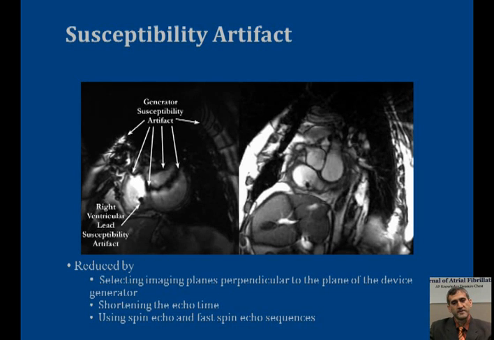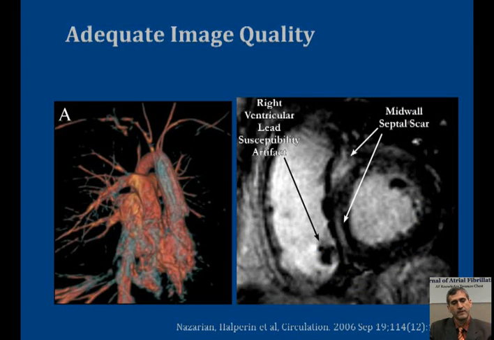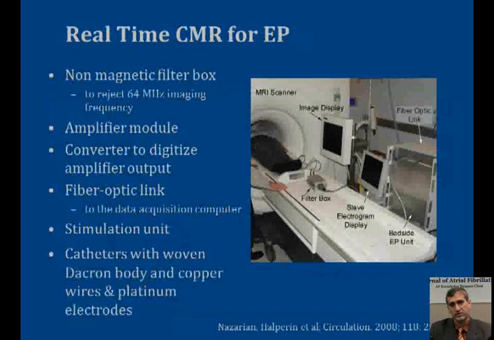In order to perform these procedures in real time, we set up a system that includes a non-magnetic filter box to reject the 64 megahertz imaging frequency, an amplifier module, a converter to digitize the amplifier output, a fiber optic link to the data acquisition computer, a stimulation unit to provide pacing, and catheters which have no ferromagnetic materials. They have woven Dacron bodies and copper wires and platinum electrodes.